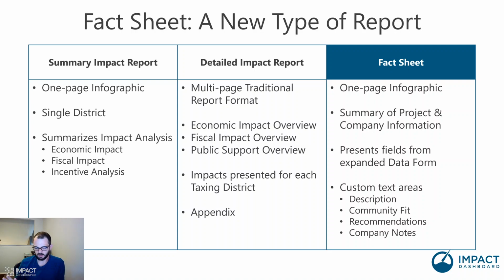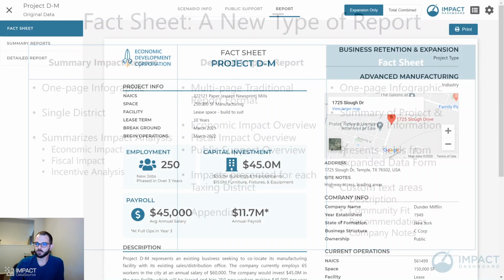So we're not doing any analysis on this. We're not multiplying stuff. We're not doing anything. We're really just showing you the values that were submitted on that data form, or really the data that you've plugged into that particular scenario. You're going to be able to add custom text areas for a description, things like community fit, your recommendations, notes about the company, anything you want there. So it looks something like this.